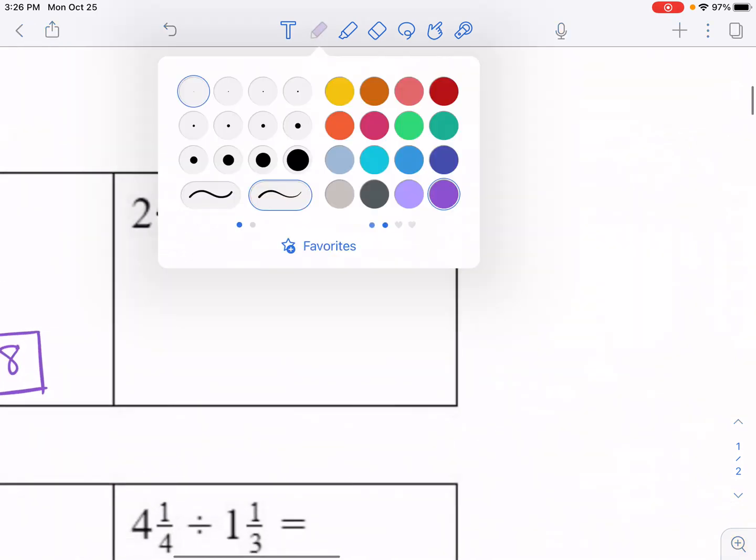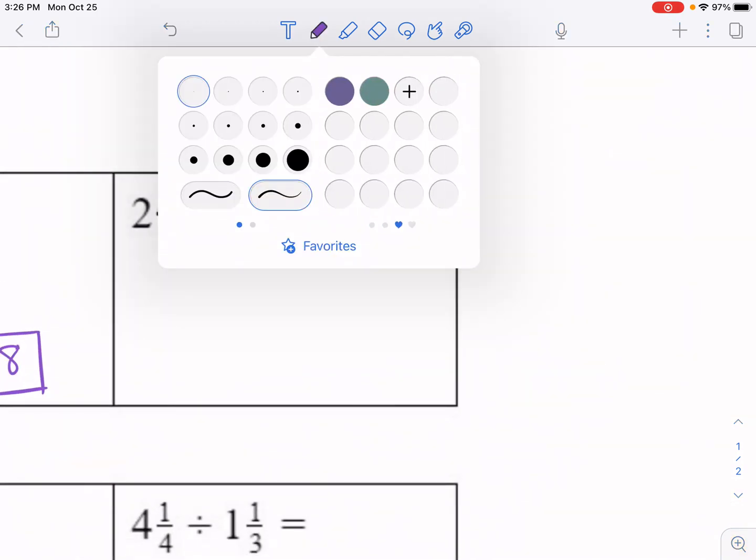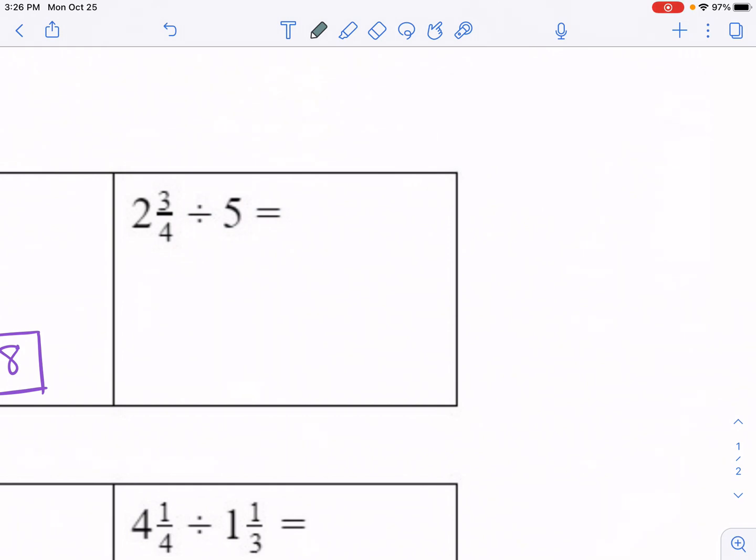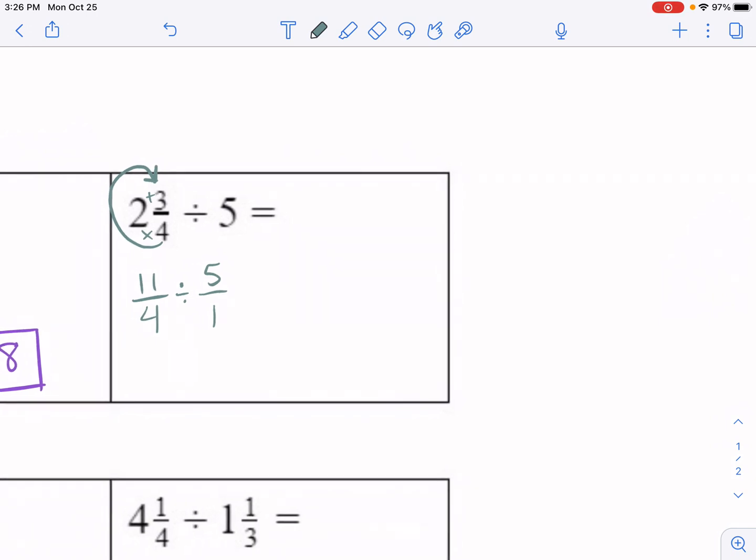I have to fix this one as well. So my 2 and 3/4 is a mixed number, so I'm going to have to turn it into an improper fraction. So I'm going to multiply 4 times 2, which is 8, and then I'm going to add 3. So 4 times 2 is 8, plus 3 is 11. And then I just keep the 4 on the bottom. And then I have to change my 5 to a 5 over 1. Okay? Then I can do keep, change, flip. So I'm going to keep my 11 over 4, change to multiplication, and then flip to 1/5.